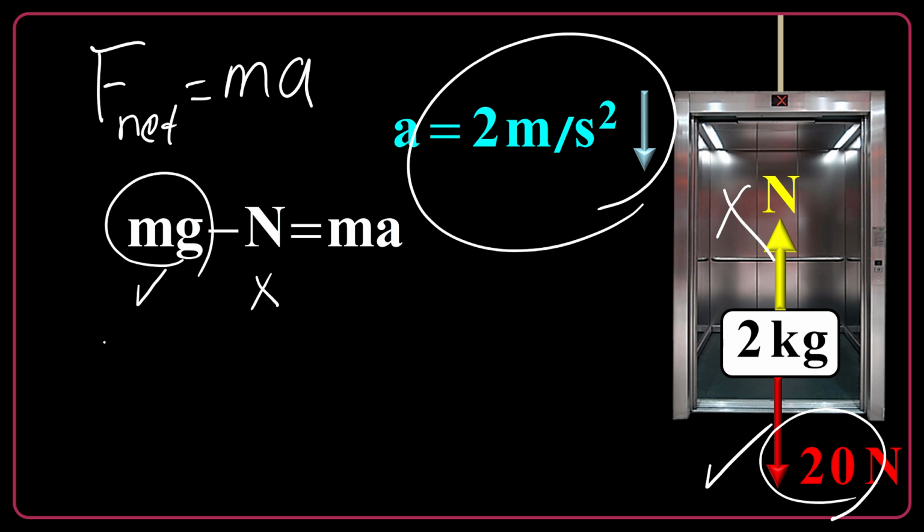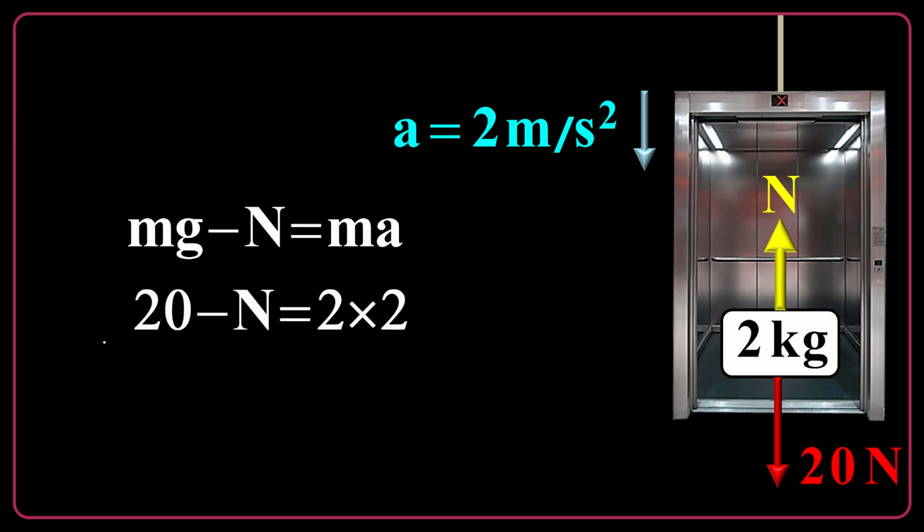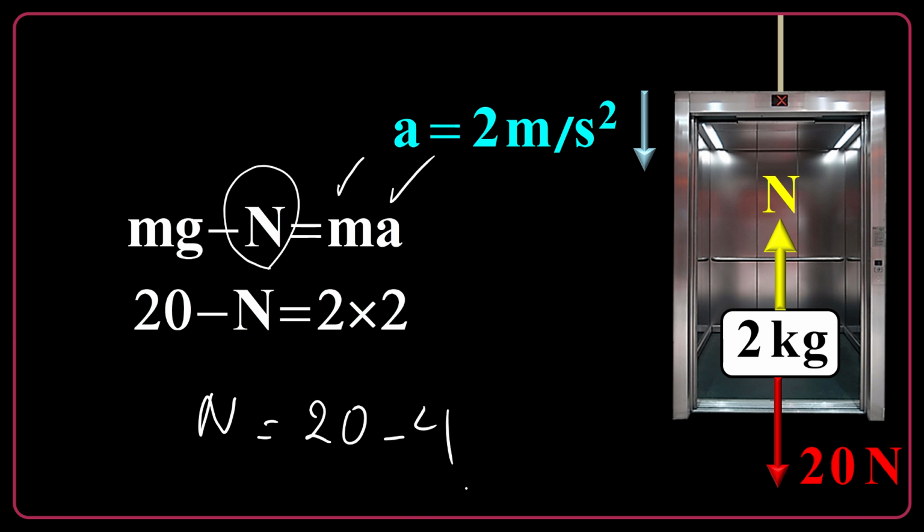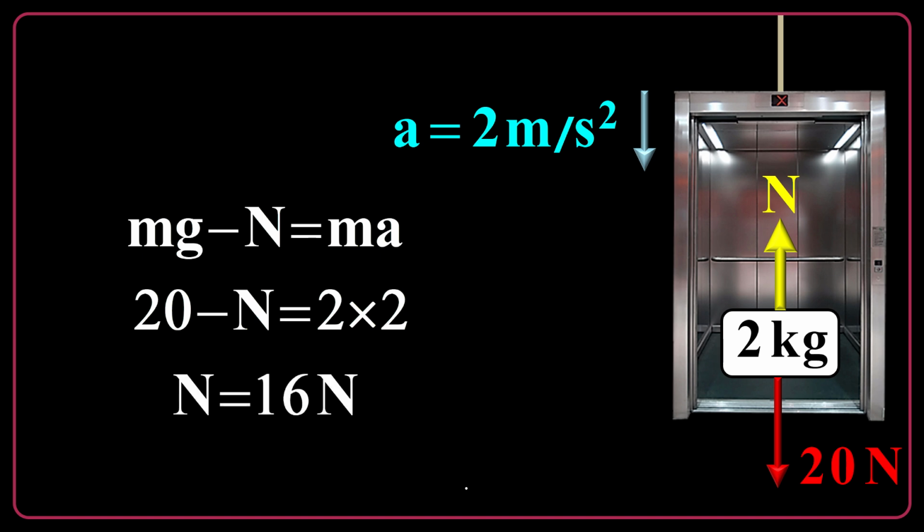Mg is 20. I plug in the 20 for that. N is something I'm looking for. Mass is 2, acceleration 2. So here N seems to be 20 minus 4. So it's 16. Here I believe that the normal force is 16 Newton.